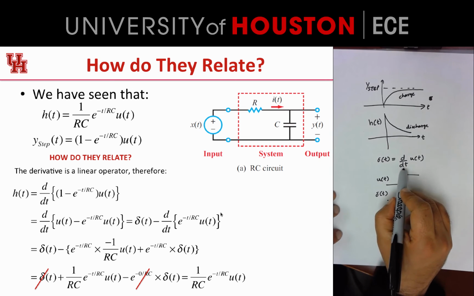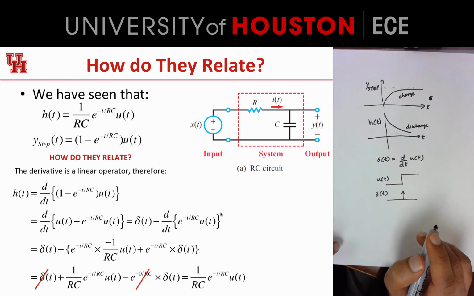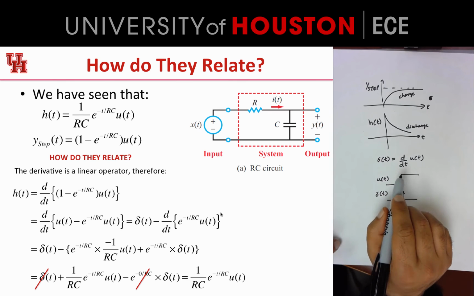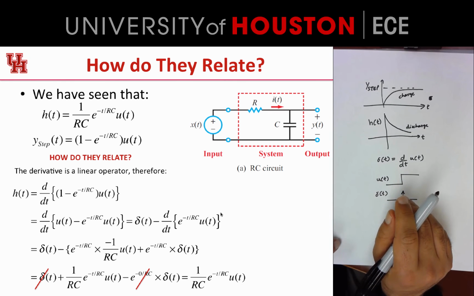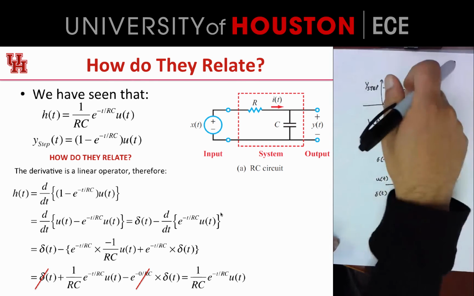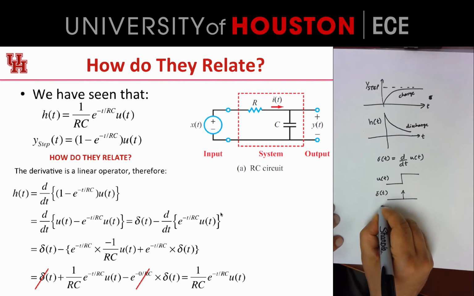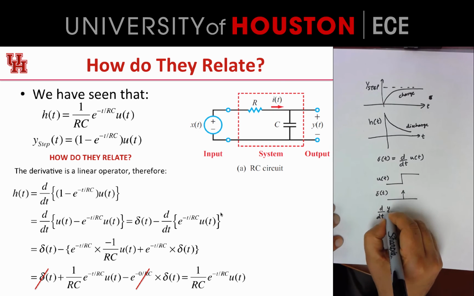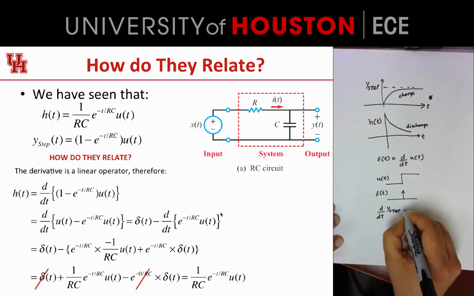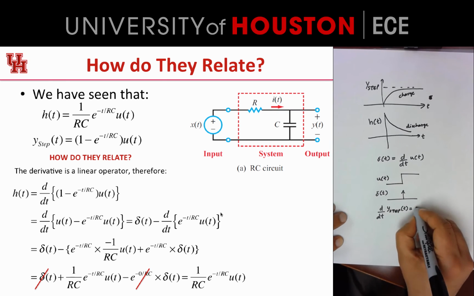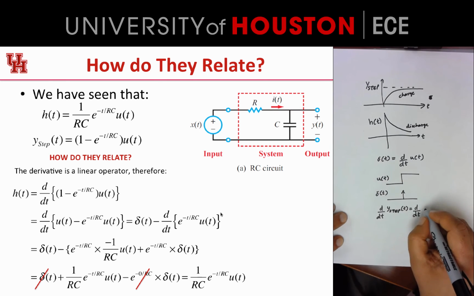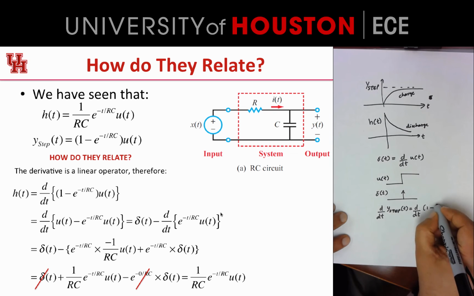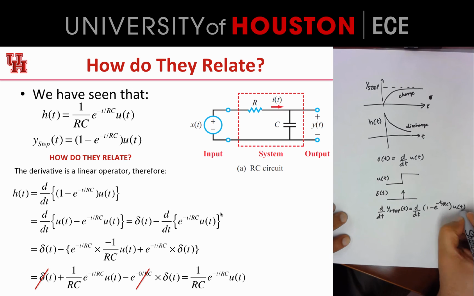Since we know that this is a linear, and also time invariant operator, what would happen if I were to differentiate the response to the step? So if I take d by dt of y step of t, which is d by dt of 1 minus e to the minus t over RC, u of t, what do I get?